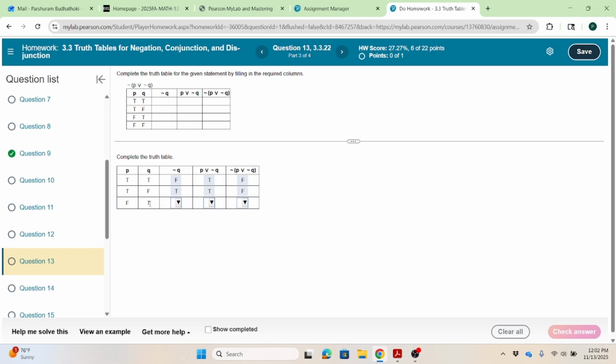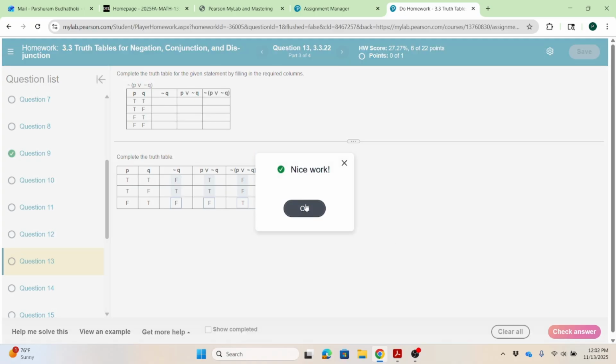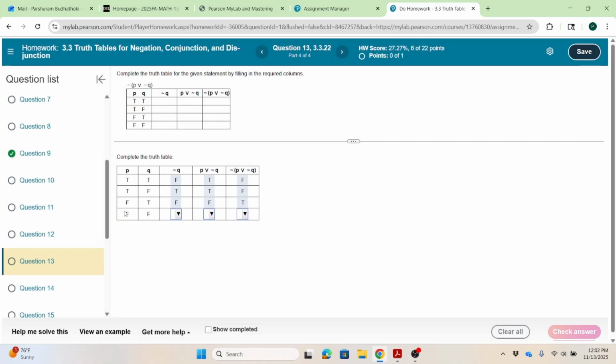Okay. If Q is true, then the negation of Q is false. And if both of them are false, then false or false is also false. And the negation of false is true. If one of them is true, then it's supposed to be true. If this is true, then its negation is false.